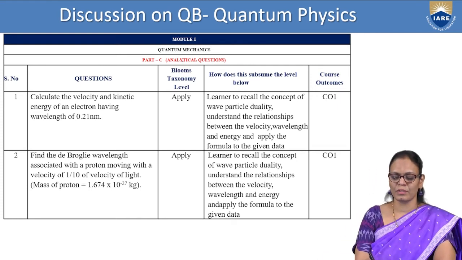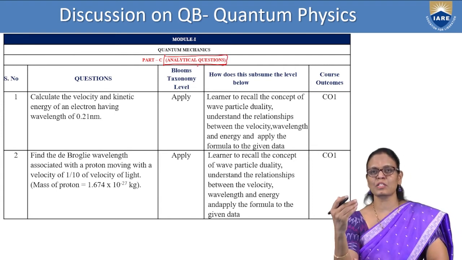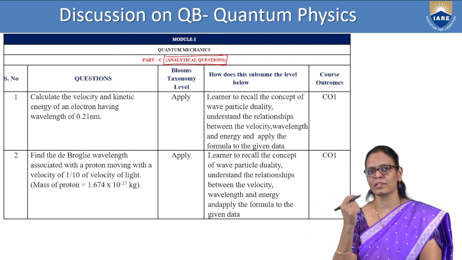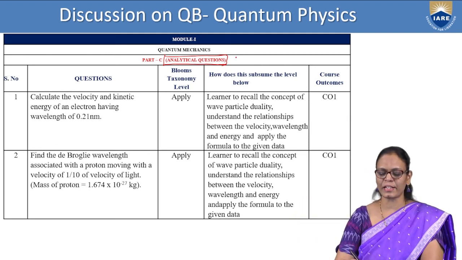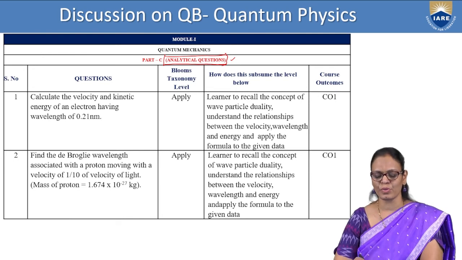Now let us do the analytical questions. As I told you, when we discussed the paper, I said the first part is always a theoretical question. When it comes to the CIE paper, you may get short answer questions. When it comes to the SEE paper, you will get the long answer questions. Then these analytical questions are common for both. In both, in part B, you have analytical questions, and the weightage for these questions is also more.